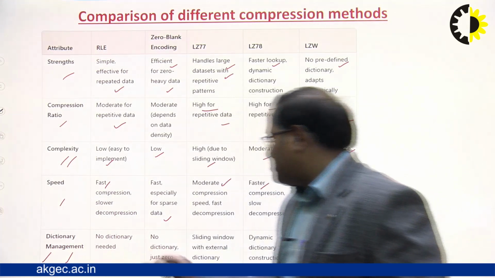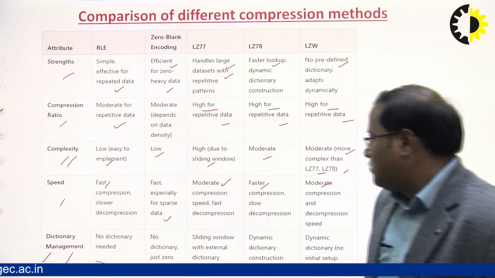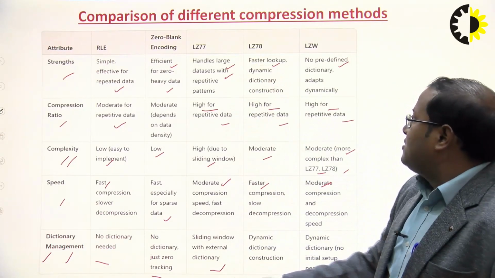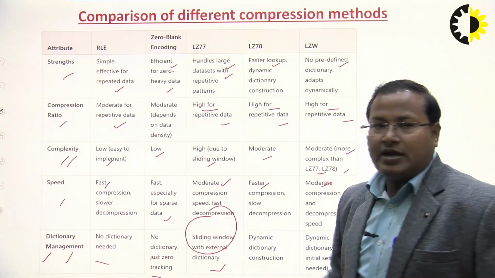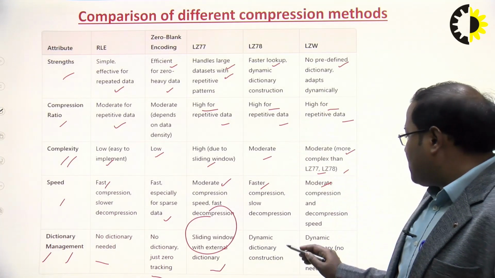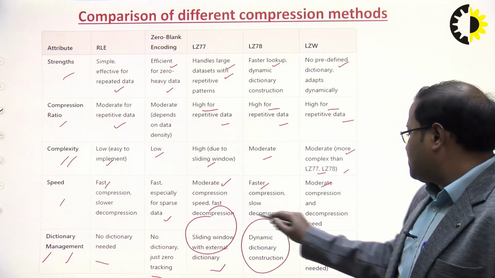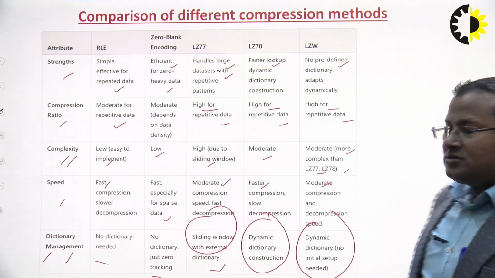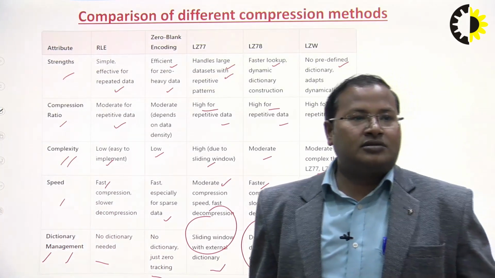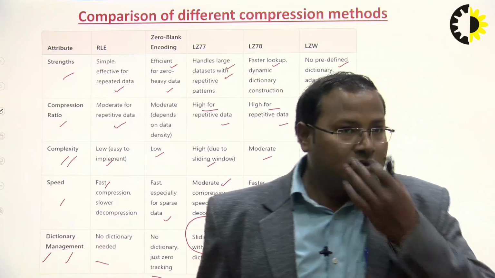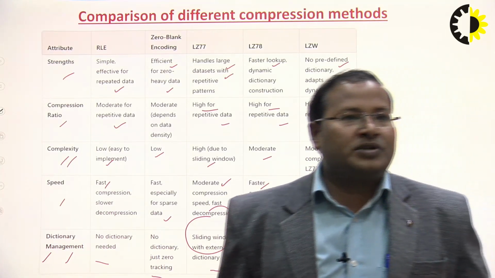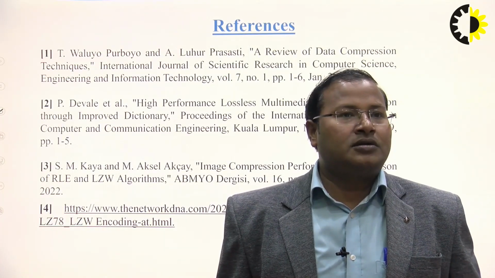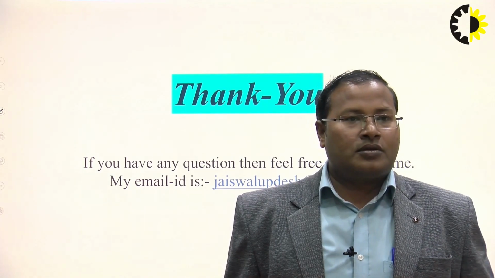Dictionary management: no dictionary needed. It is an important point to be noted. No dictionary, just zero tracking. Sliding window, external dictionary. In the case of LZ77, a sliding window is used, which I have already discussed. In the case of LZ78, dynamic dictionary construction, and in the case of LZW, a dynamic dictionary, no initial setup is required. So these are the main comparisons between these lossless compression techniques. These are the references which I have used to make this lecture. Thank you and Jai Hind to all.